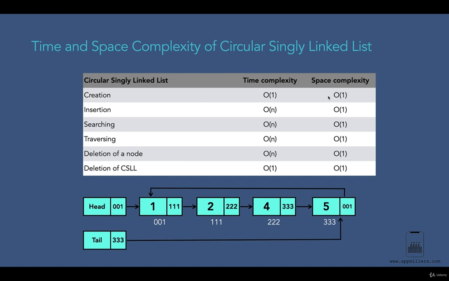Similarly, for space complexity, we have to create only one node and two reference variables. So this is also a constant space complexity operation. So that's why the space complexity for creation of a CircularSinglyLinkedList takes O(1) space complexity. Now the next operation is insertion.